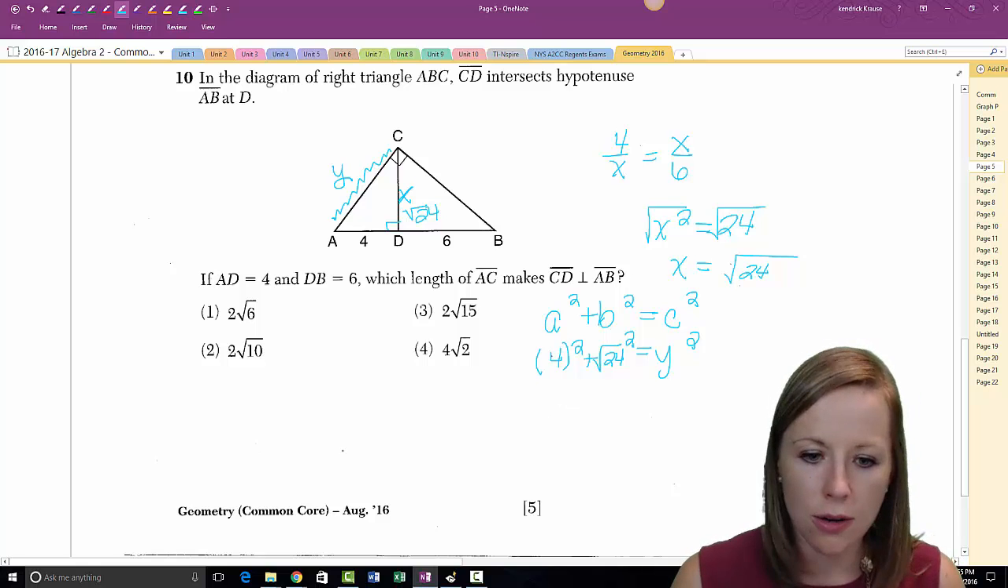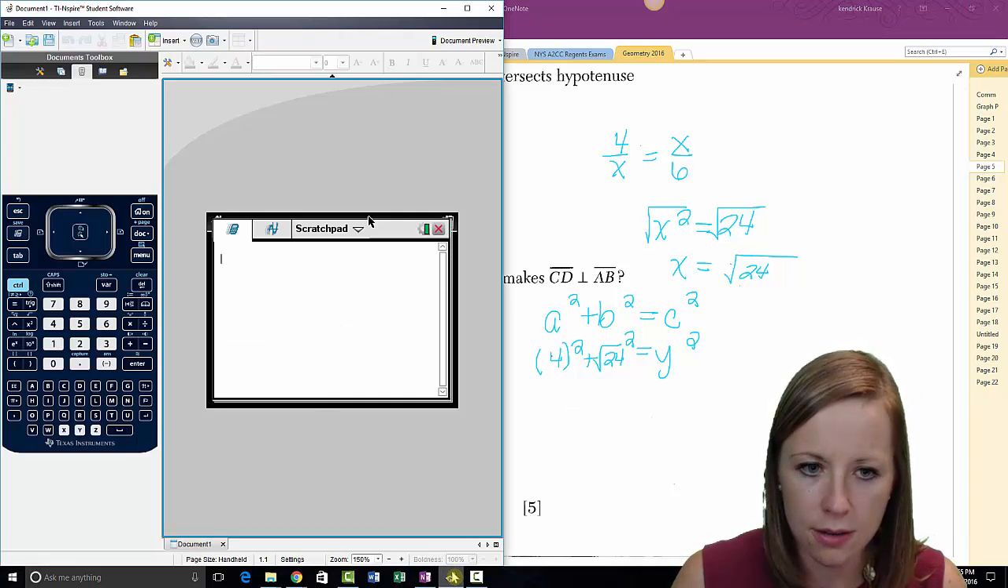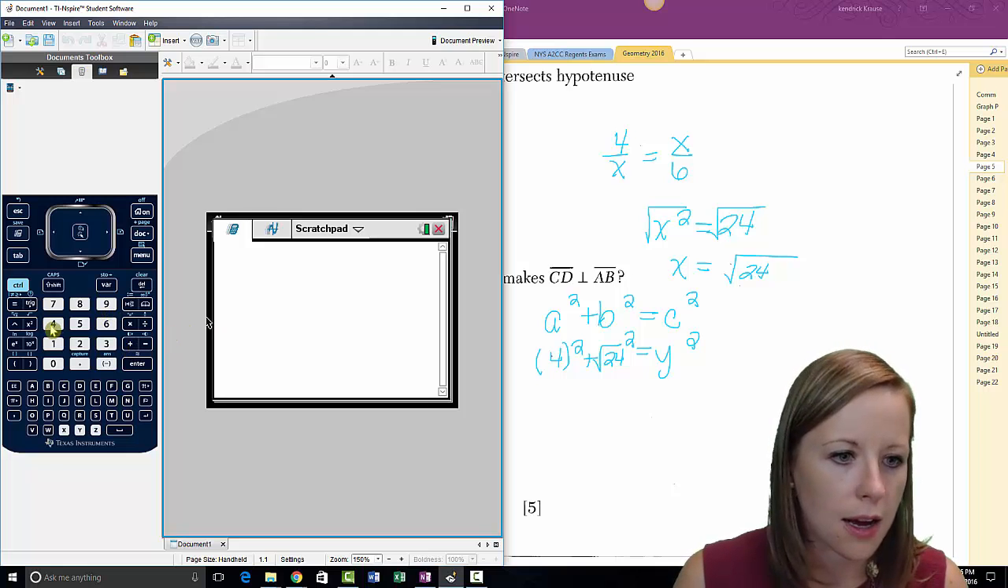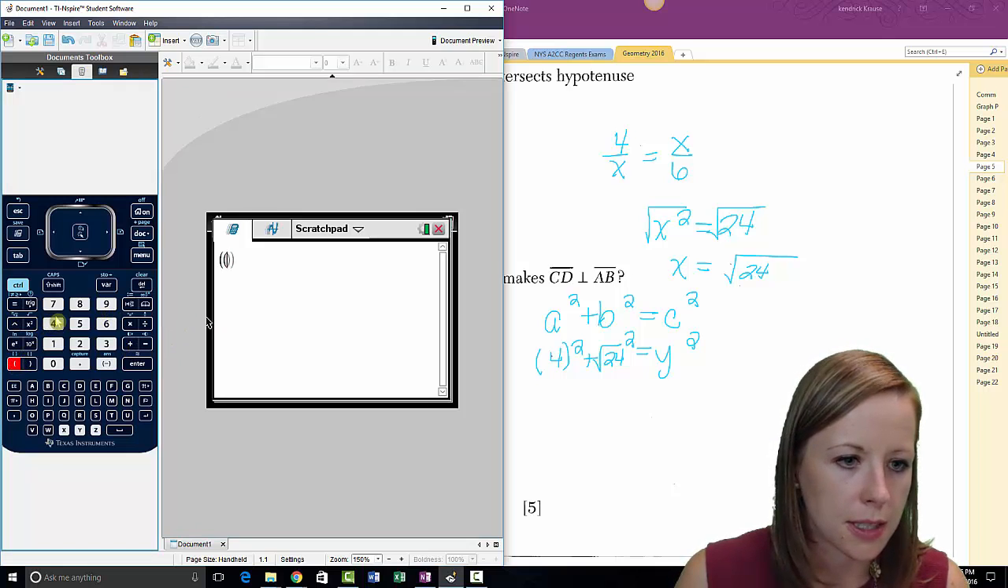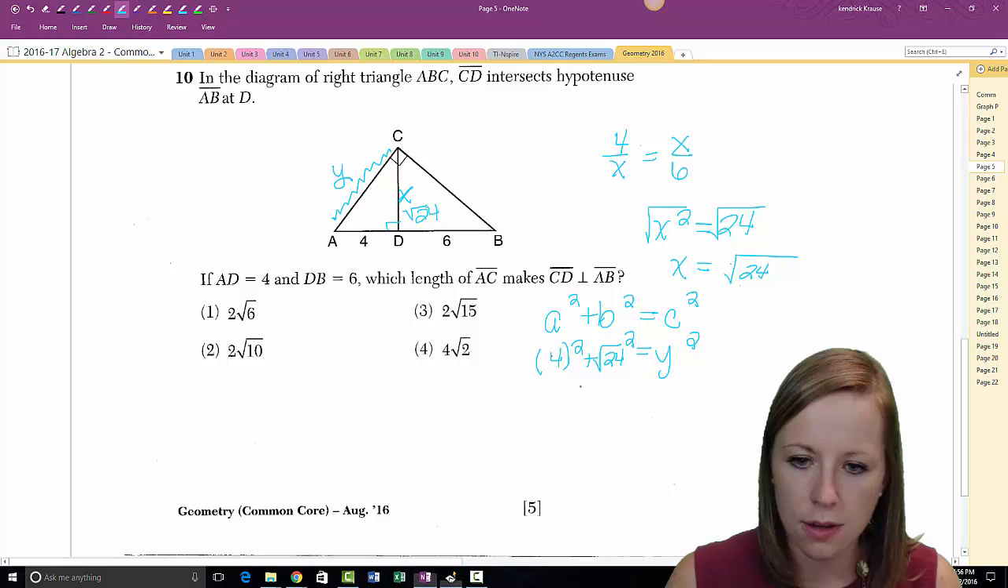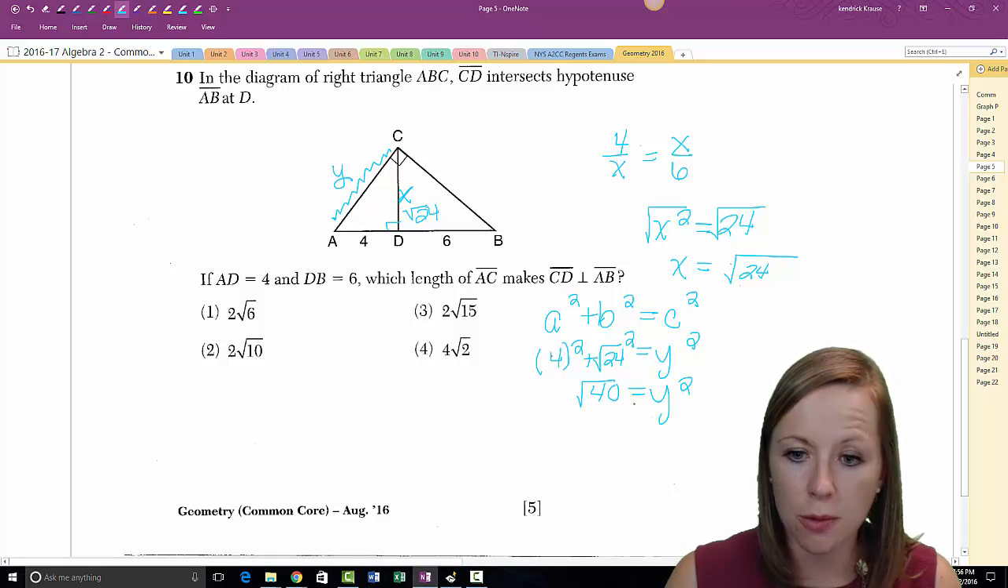Okay, so if I go to my fancy calculator, let's see if I can do this. Parentheses 4, oops, I have a double parenthesis there. I did not mean to do that. I don't think it'll harm anything. Squared plus the square root of 24 squared is equal to 40 equals y squared, and then we would square root again.